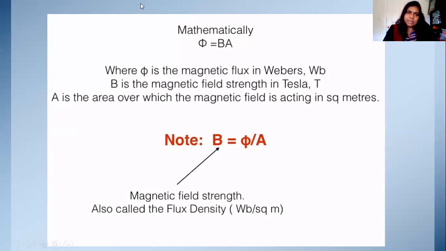So here, flux is measured in Webers. WB is the symbol, and B is measured in Tesla. The symbol for Tesla is T, and A is the area over which the magnetic field is acting, so it's square meters, meters to the power 2. So Weber per square meter is the flux density. If you want to calculate the density of flux, then it's Weber per square meter.